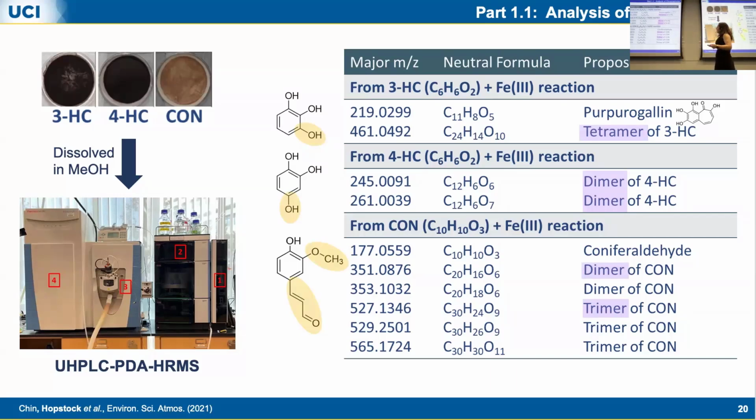And so what we do is we can inject our sample into this column, and we can take an in situ absorbance measurement and couple that to a mass spectrum at each time point. And so we have a good idea of what's absorbing and what is the potential chemical composition of it. So if I was looking for chromophores, like I was in this part of my work, what I observed for the 3-hydroxycatechol reaction was a tetramer, meaning the main light absorbing species there were 4 of these molecules together. And then for 4-hydroxycatechol, we saw dimers, and for coniferaldehyde, we saw dimers and trimers.